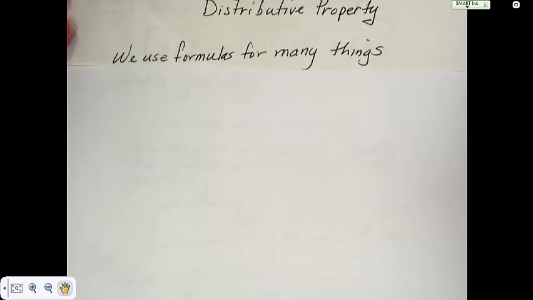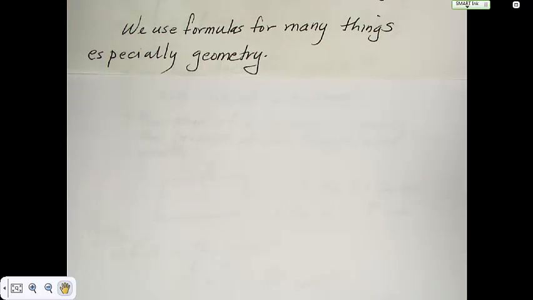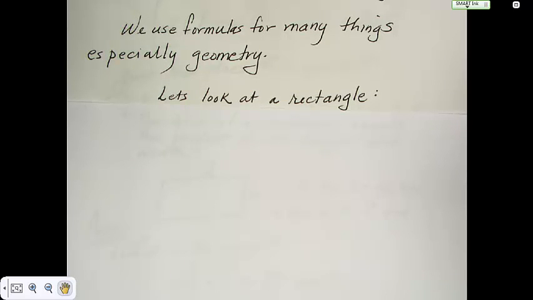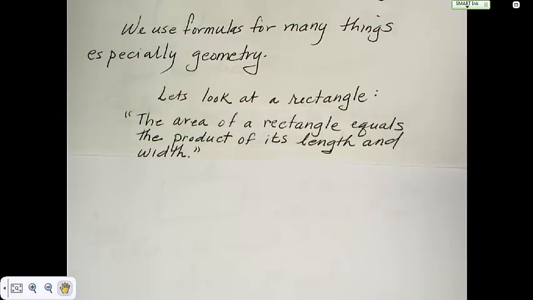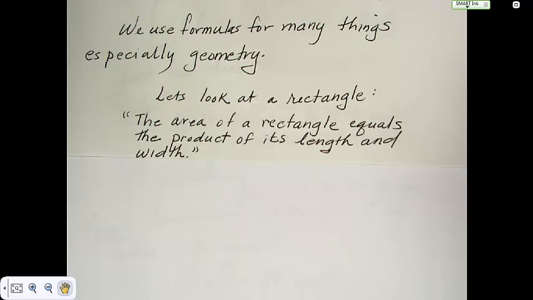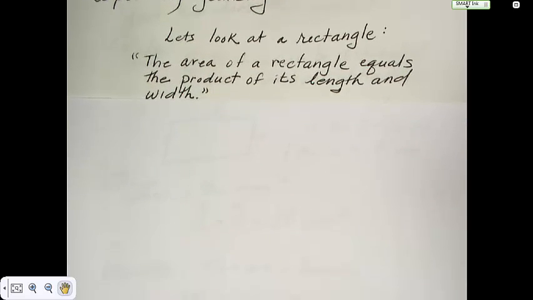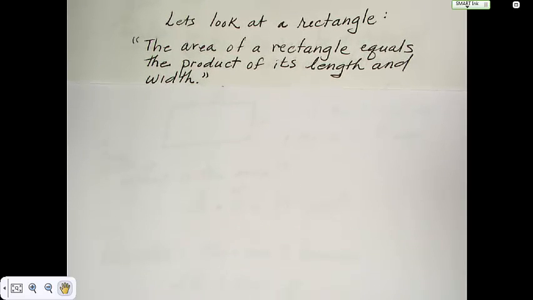So let's just start. We use formulas for many things, especially in geometry. One of the main things we use formulas in geometry for is to find area and perimeter. The area of a rectangle equals the product of its length and width. Once you've identified the length and width, you are able to find the area.